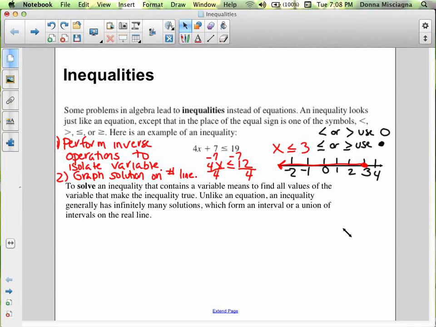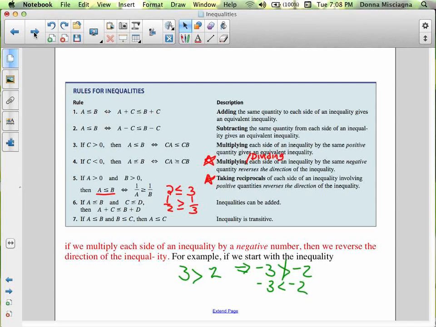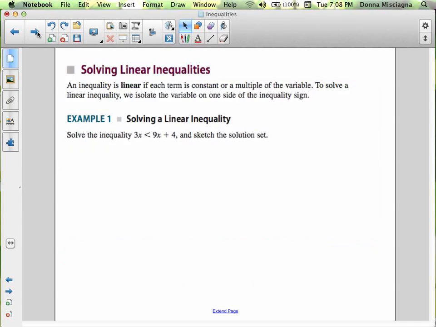Actually in this video, we're just going to be looking at solving linear inequalities. Let's solve another one. Linear inequalities means that the largest exponent is degree 1. An inequality is linear if each term is constant or a multiple of the variable. To solve a linear inequality, we isolate the variable on one side of the inequality sign. Then to sketch the solution set, we choose either an open circle or a closed circle, depending on if it's less than or equal to, greater than or equal to, or just less than and greater than.